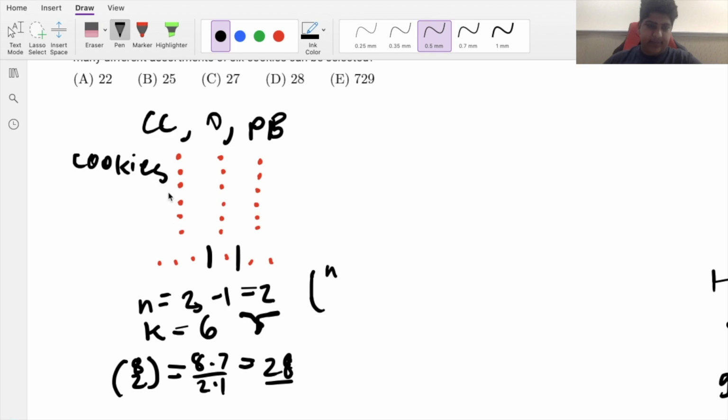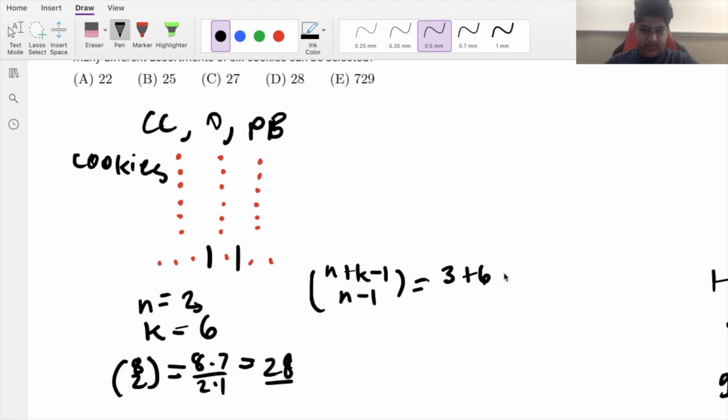Now, we could have also just used the formula. Here we actually have n is equal to 3. So we could have used our formula, which is n plus k minus 1, choose n minus 1. This is equal to 3 plus 6 minus 1, choose 3 minus 1, which is equal to 8 choose 2, which, as noted earlier right here, is equal to 28.